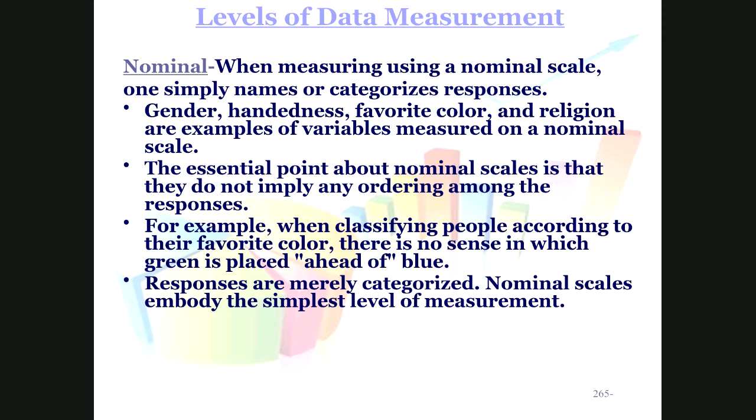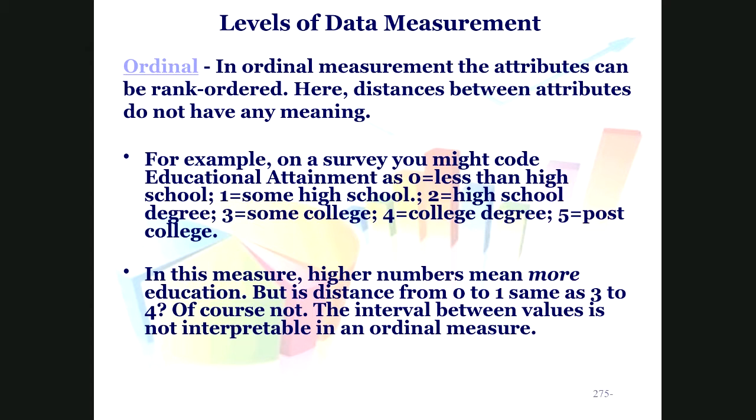Okay, so we looked at the nominal, the ordinal. In the ordinal measurement, the distances between attributes do not have any meaning. So for example, on a survey, you might code educational attainment as 0. I'm sure most of you, if not all of you, participated in some kind of survey. 0 equals less than high school, 1 equals some high school, 2 equals high school, 3 equals some college, 4 equals college degree, 5 is post-college.